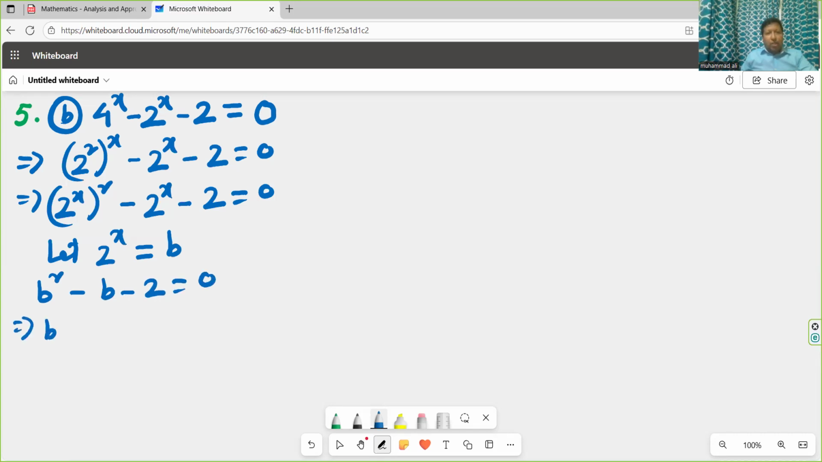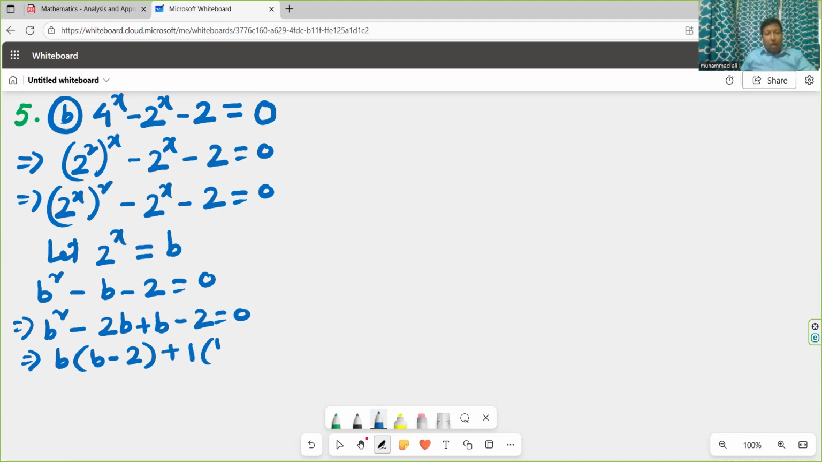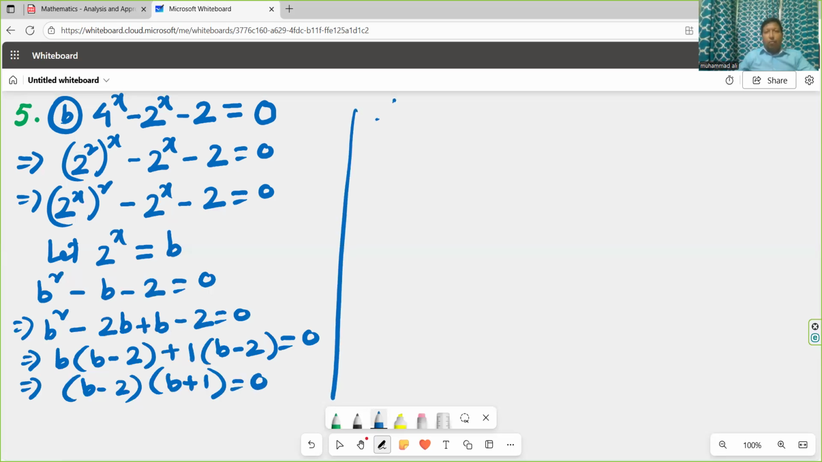If we do factorization, b squared minus 2b plus b minus 2 equals 0. If we take common b, it will be b minus 2. If we take common 1, it will be b minus 2 equals 0. Finally, (b minus 2)(b plus 1) equals 0. Therefore, b minus 2 equals 0 or b plus 1 equals 0. So b equals 2.